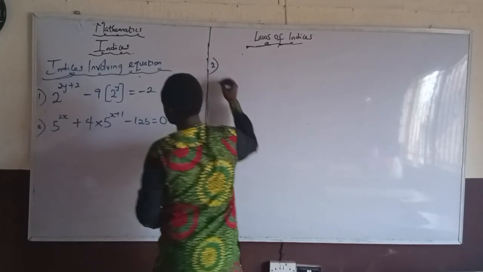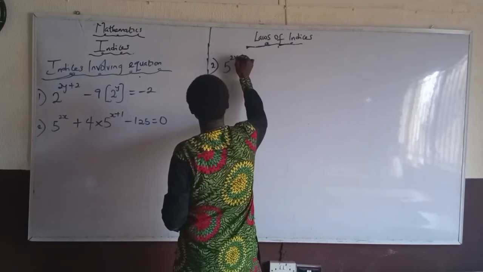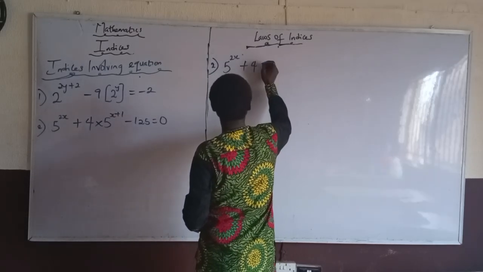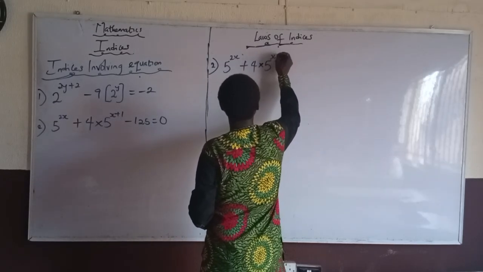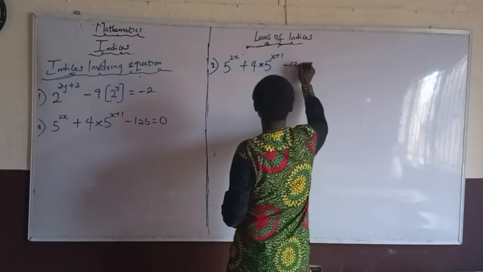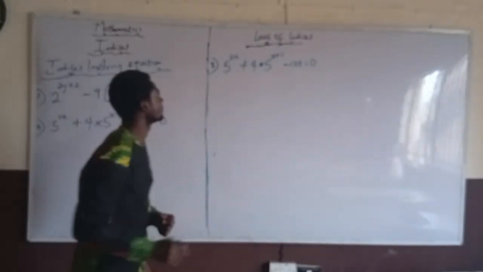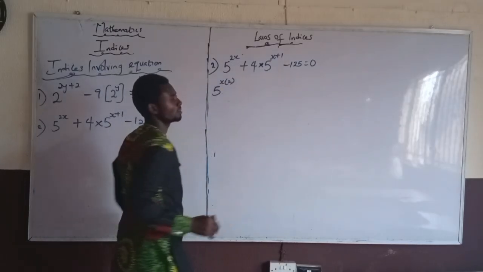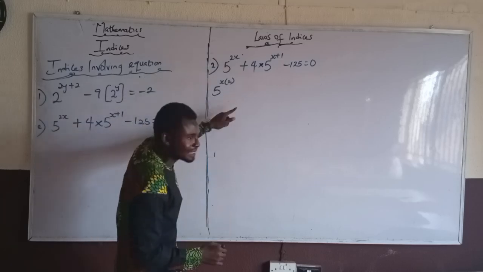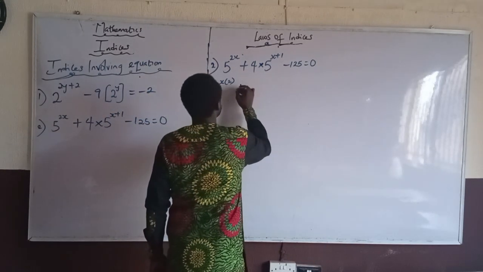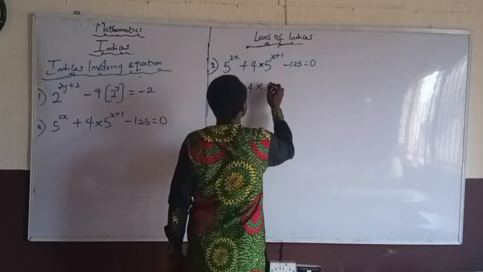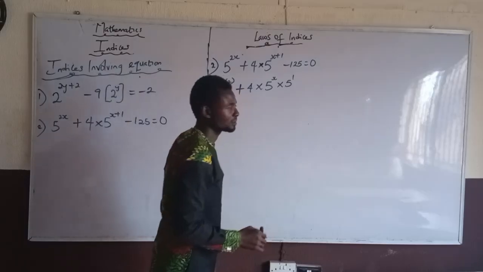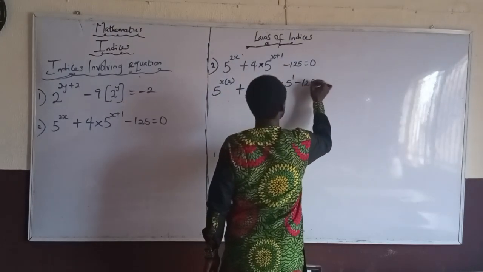So we start number 2. I have 5 raised power 2x plus 4 times 5 raised power x plus 1 minus 125 equals 0. So here becomes 5 raised power x times 2. x times 2 is 2x. 2 times x also what? 2x. Plus 4 times 5 raised power x times 5 raised power 1 minus 125 equals 0.